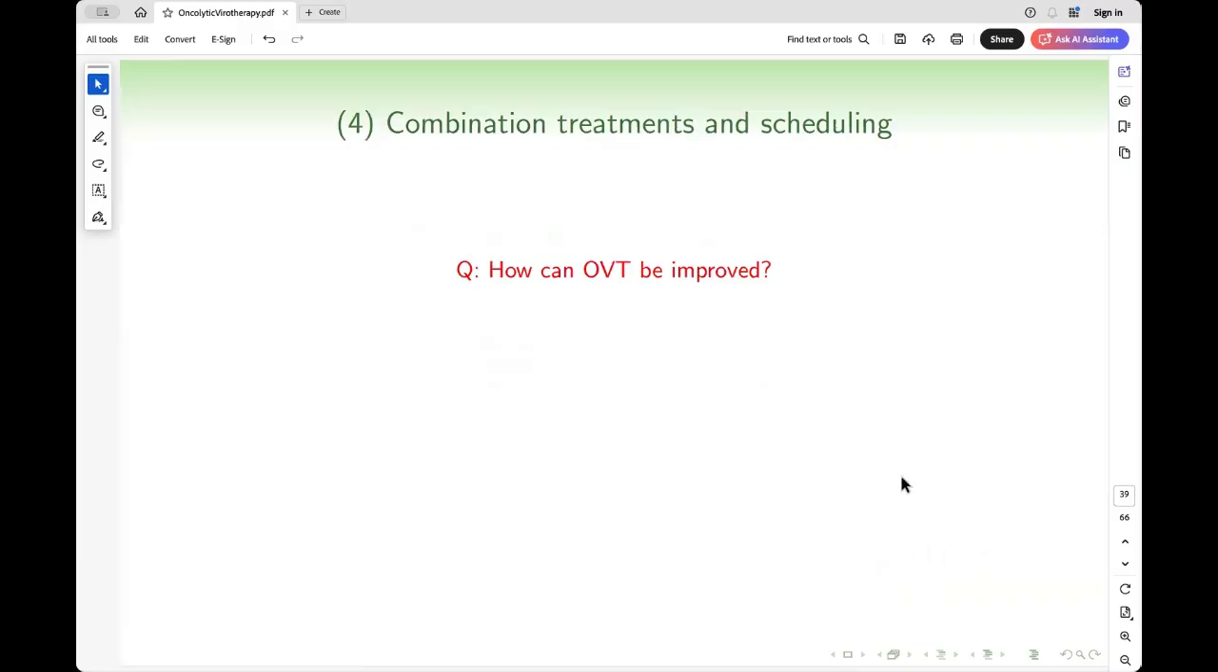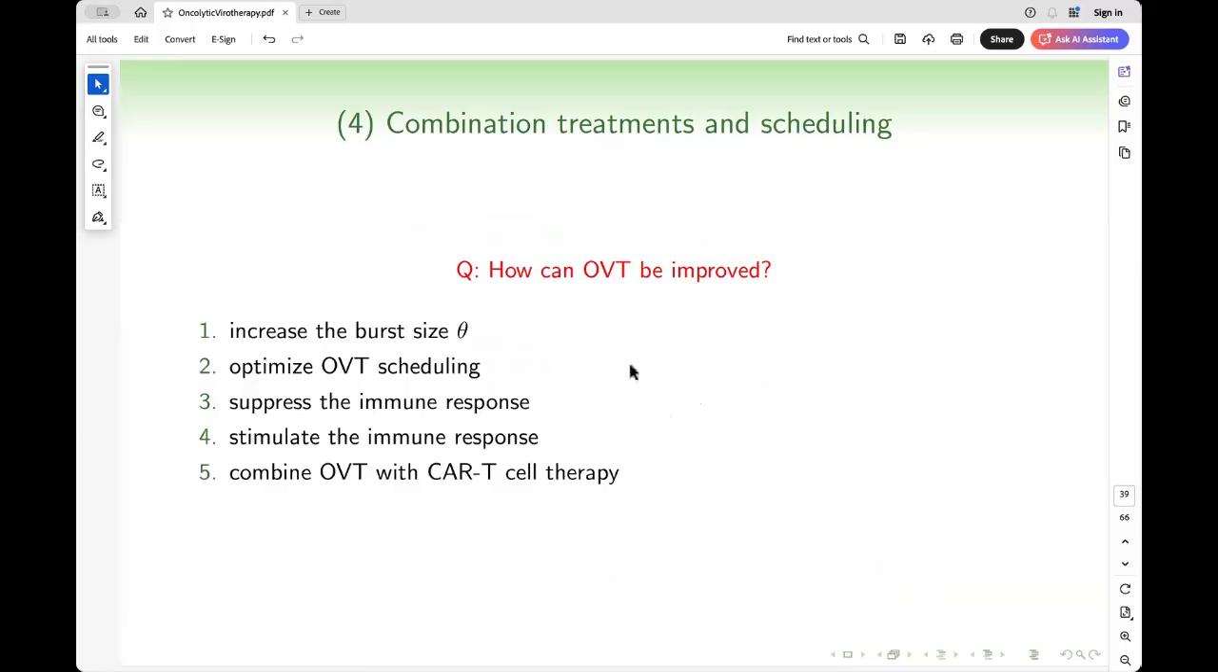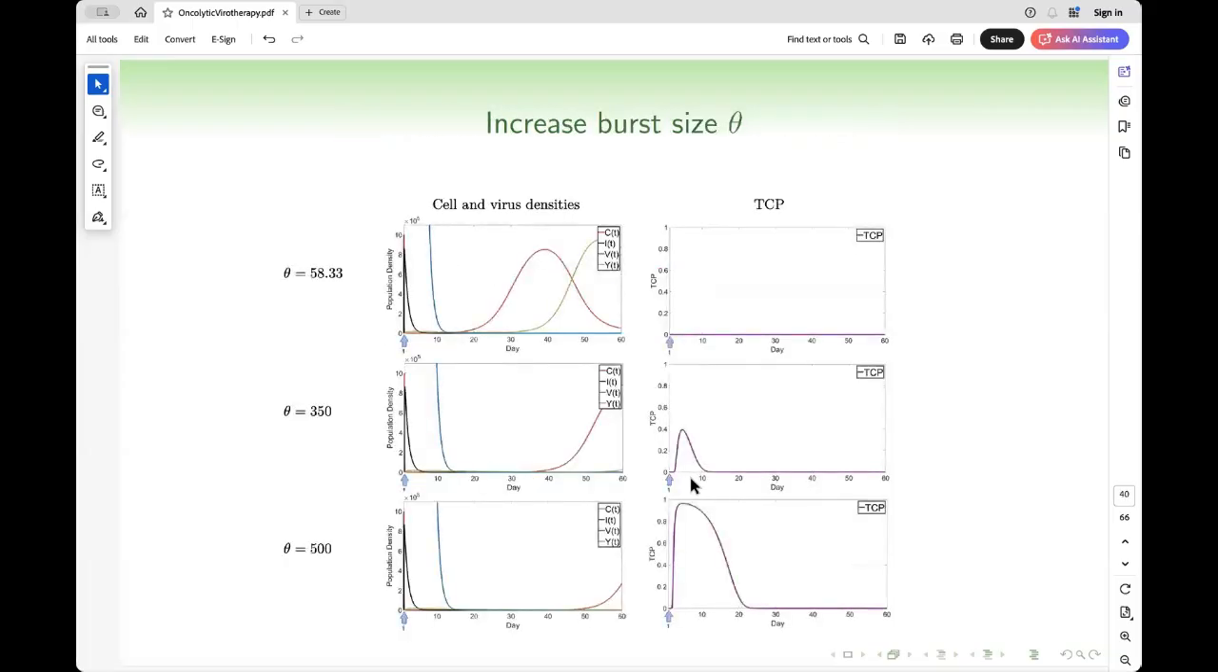Then my last section, maybe for another 2 or 3 minutes: how can oncolytic biotherapy further be improved, and in particular, by exploiting the immune response? Here are several ideas which we have now tested. Increase the burst size, optimize the scheduling, suppress the immune response, stimulate the immune response, combine OVT with CAR T-cell therapy. And we would also like to look into PD-1, PD-L1 therapies, immune checkpoint inhibitors, at a later point. Okay, and to do this, we test these ideas.